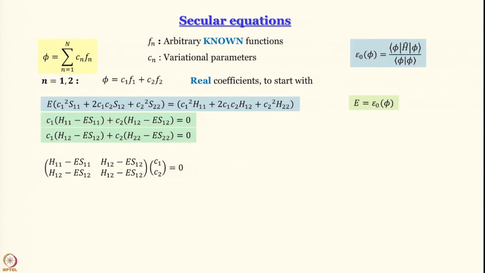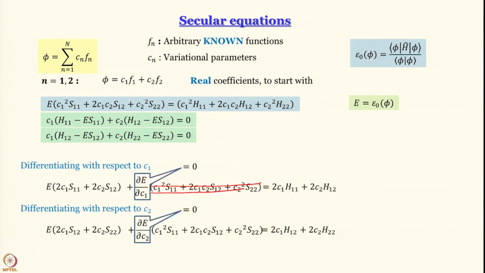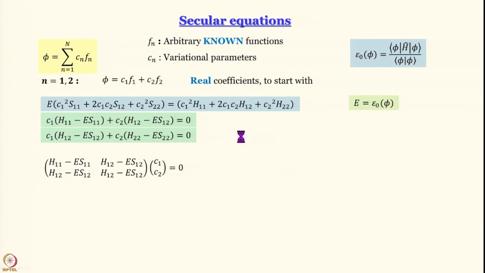Alright, so here we are, we have got an equation, and I hope it is not difficult to see that we can write it nicely as a matrix equation, where the matrix elements are not H11, S11, so on and so forth, no, rather they are H11 minus E S11, H12 minus E S12, third one is H12 minus E S12, fourth one is H22 minus E S22. That is the matrix.